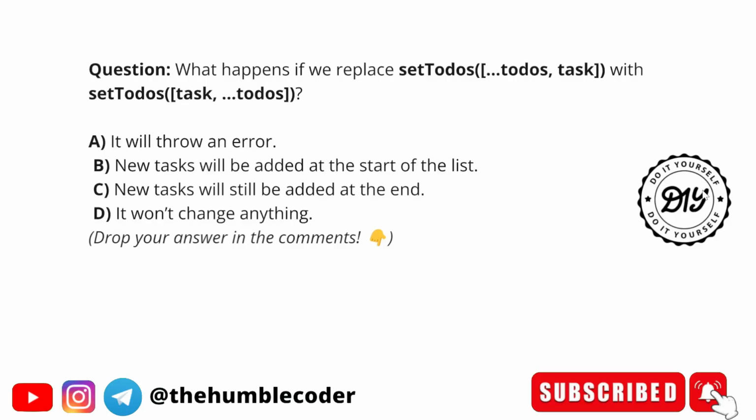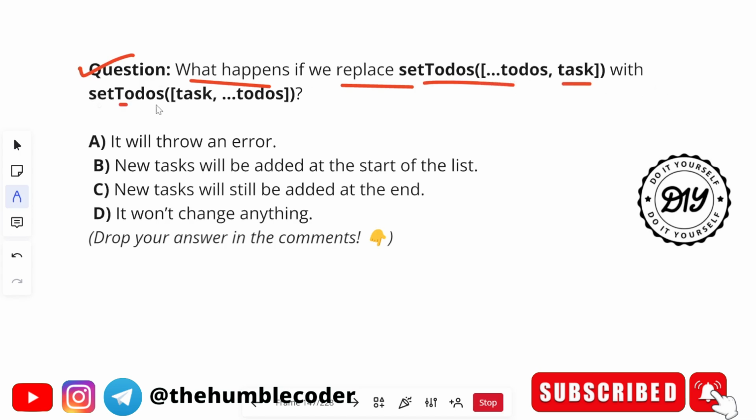Okay guys, so for now we have implemented the code. I hope you found it helpful. Before we end today's video, I have one DIY question for you. You need to answer this question in the comment box. So the question is, what happens if we replace setTodos then todos, task with setTodos task, todos? Basically, if we change the sequence of these two. Instead of todos and task, if we put task first and then todos, what will happen in that case?